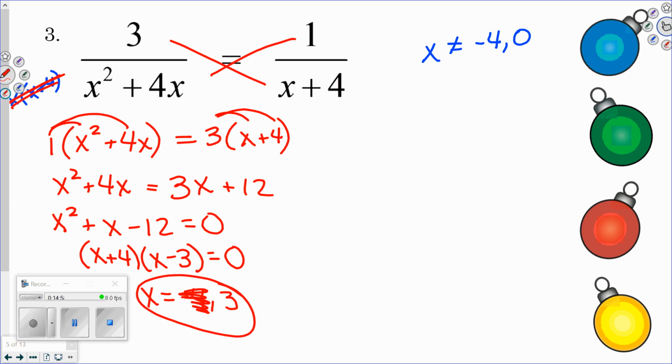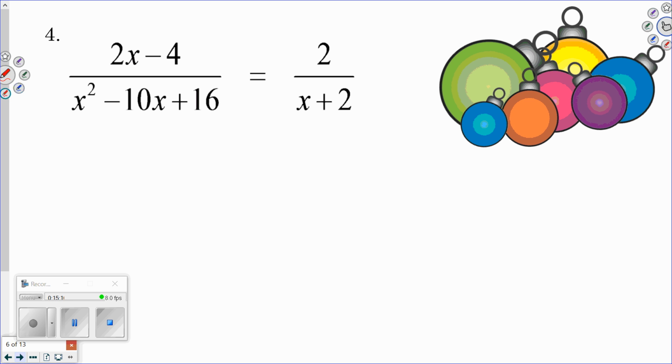So do you see now why I drilled restrictions into your head so early? All right, if just now I started talking about restrictions, you'd be like, what the heck is she talking about? Okay, but we've seen them, we know what they are. All right, number 4. Last one for today.